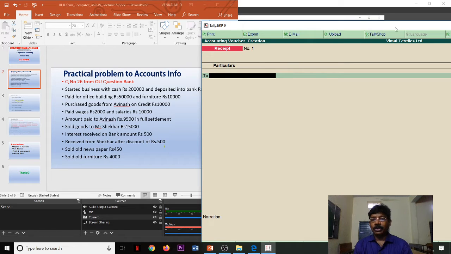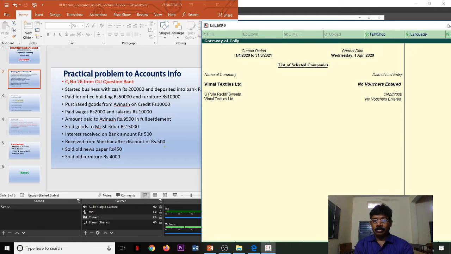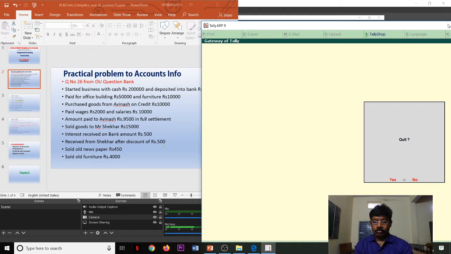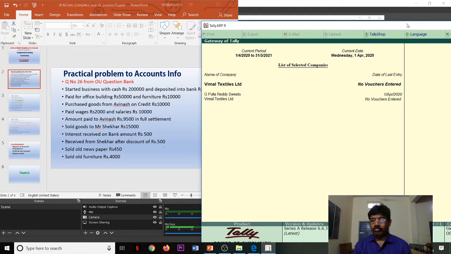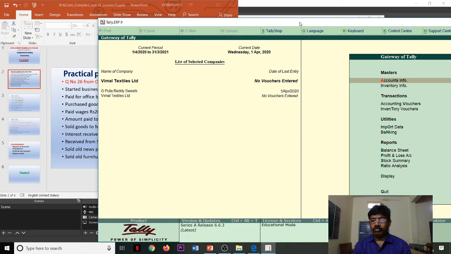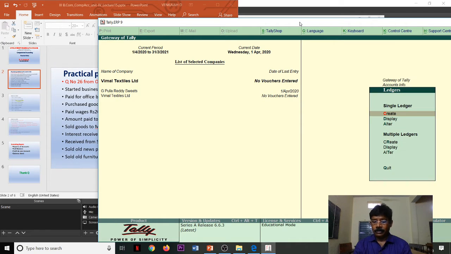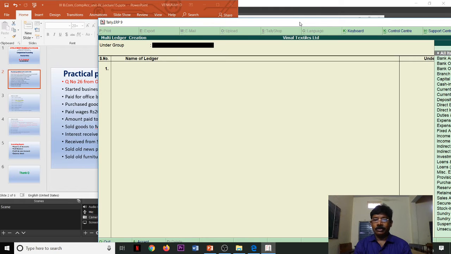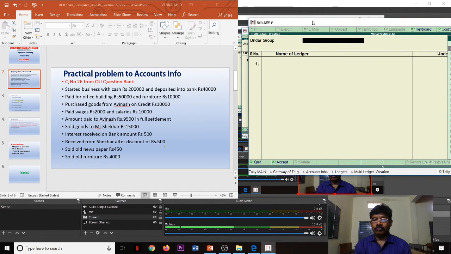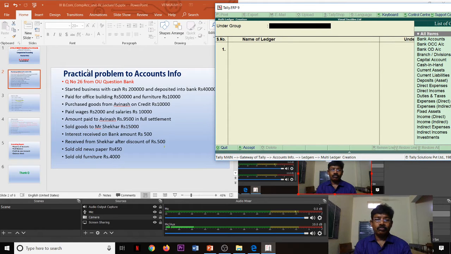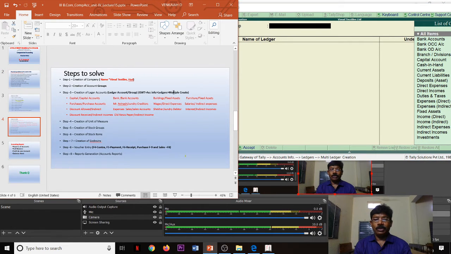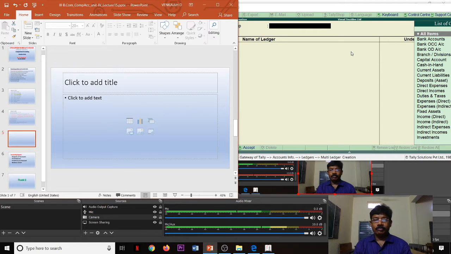Before that, what I have to do? I have to create ledger accounts. I will go for creation of ledger accounts: Accounts Info, Ledgers, Multiple Create. These we are going to create, all items.